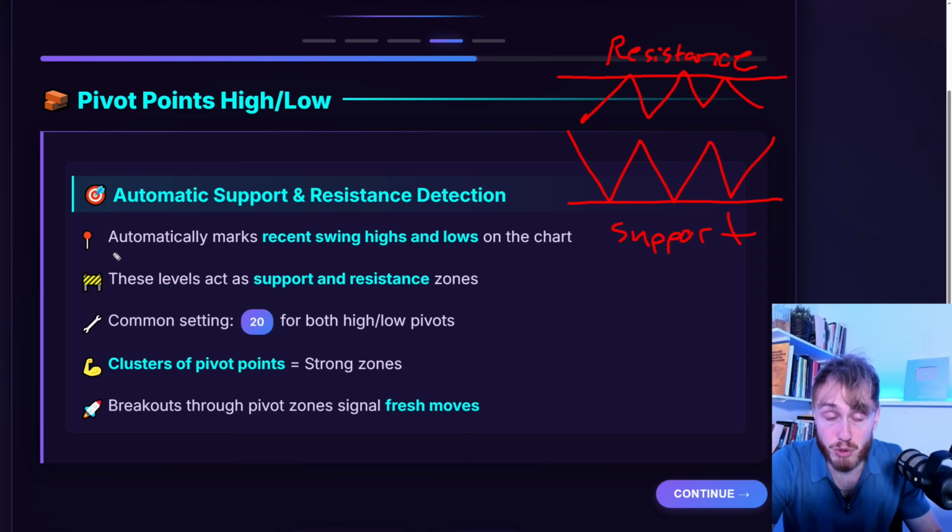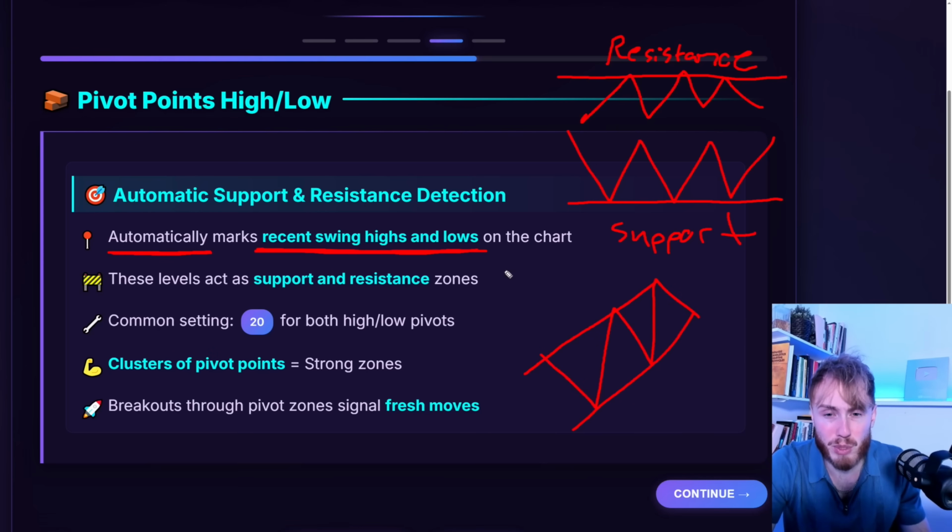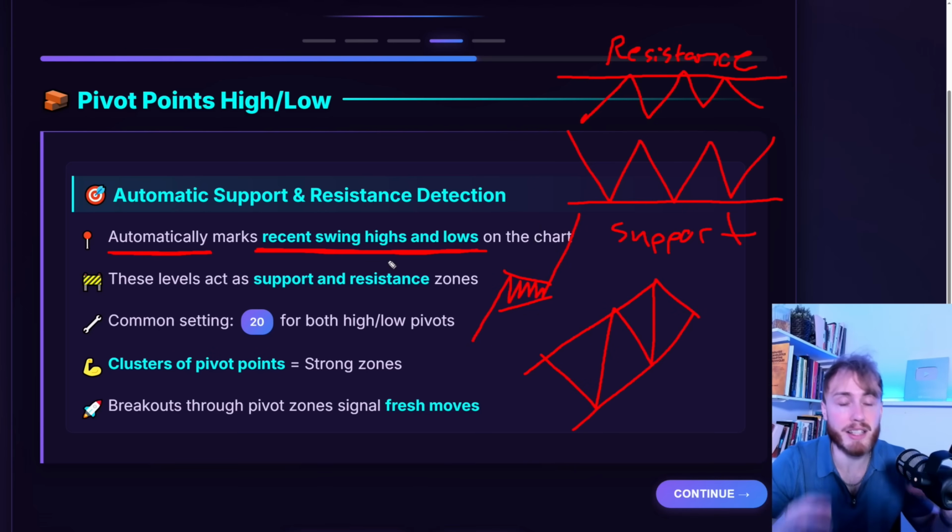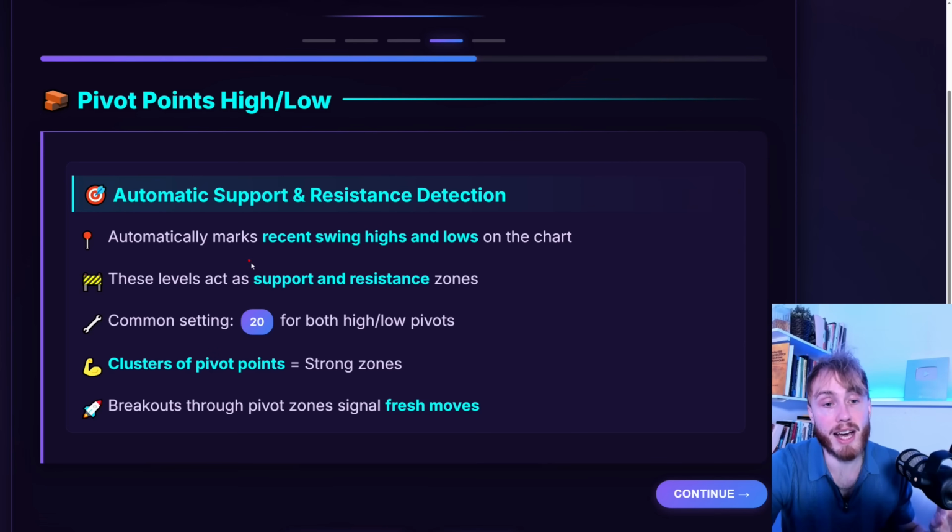And what this indicator can do is that it can automatically mark recent swing highs and swing lows on the chart. So we can find, for example, horizontal levels right here, but we can also, for example, find trends. So this indicator can automatically potentially find trends, and we can even find things like chart patterns when the price maybe moves like this in a sort of symmetrical triangle or in a pennant looking structure. This indicator is very versatile, and if you are creative, you can use it in many ways. And as I said, these levels act as support and resistance zones.